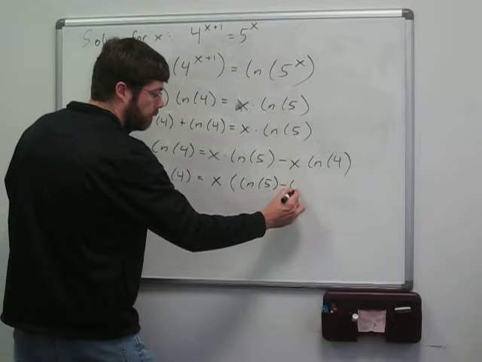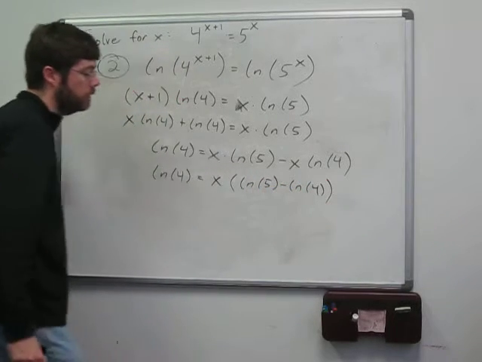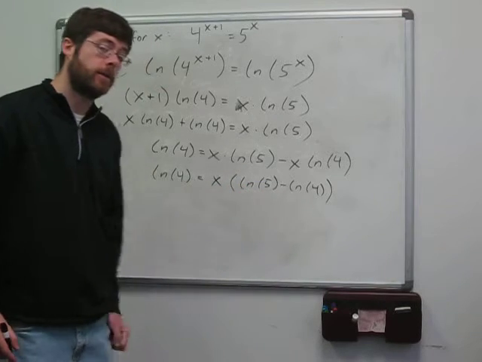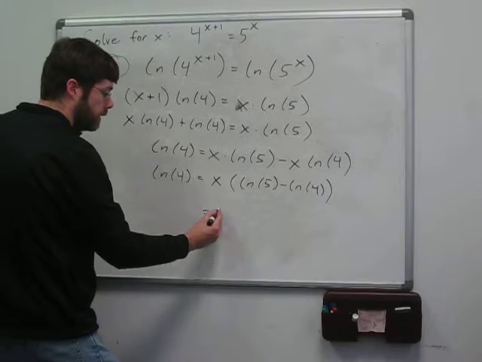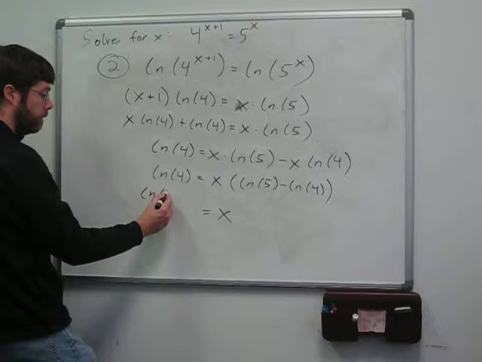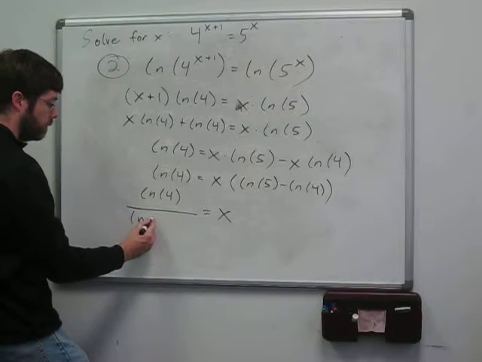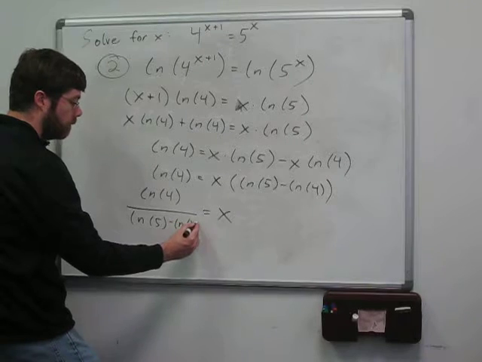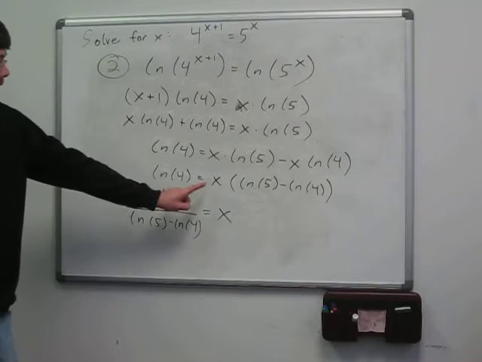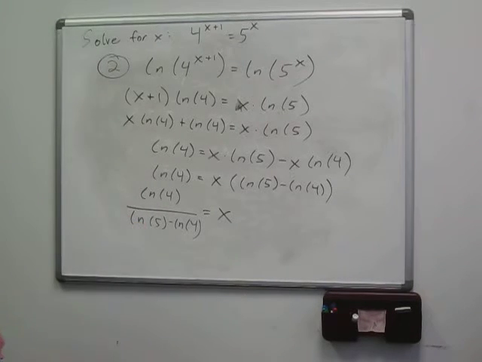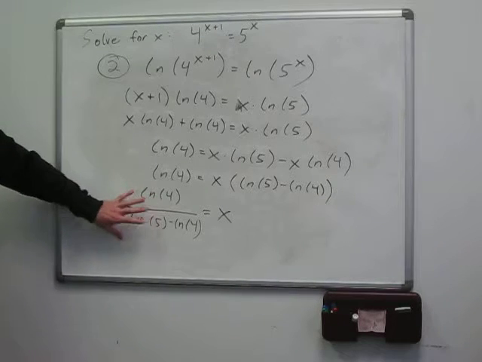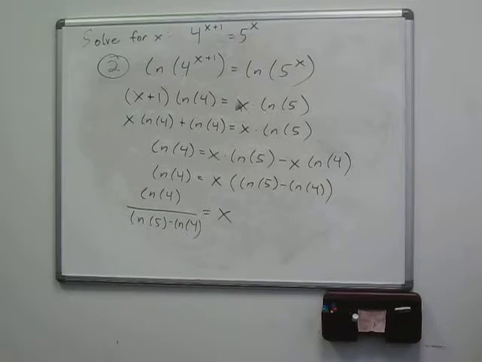So I combine by factoring out that x. And so x times the natural log of 5 minus the natural log of 4. This is just some number, so the last step is to divide by that number. So we get x equal to the natural log of 4 divided by the natural log of 5 minus the natural log of 4. This is an exact solution. It is the same solution as the first method, as long as you apply the change of base theorem and perform some algebraic manipulation.